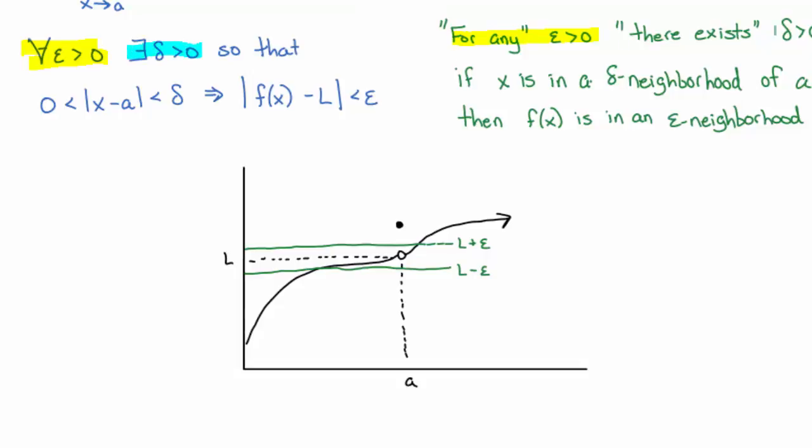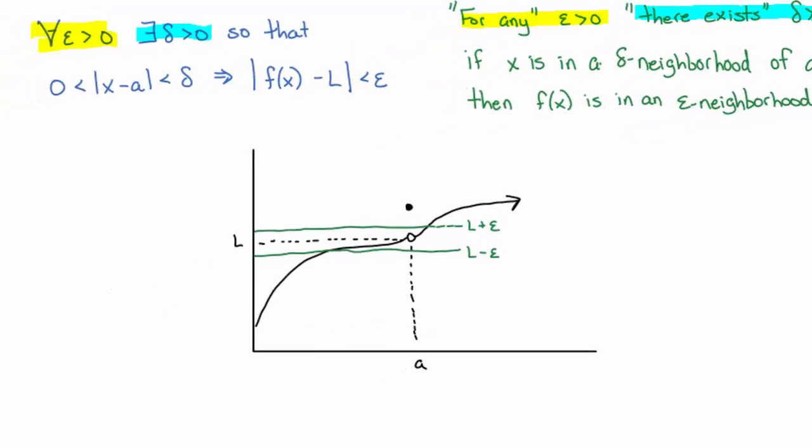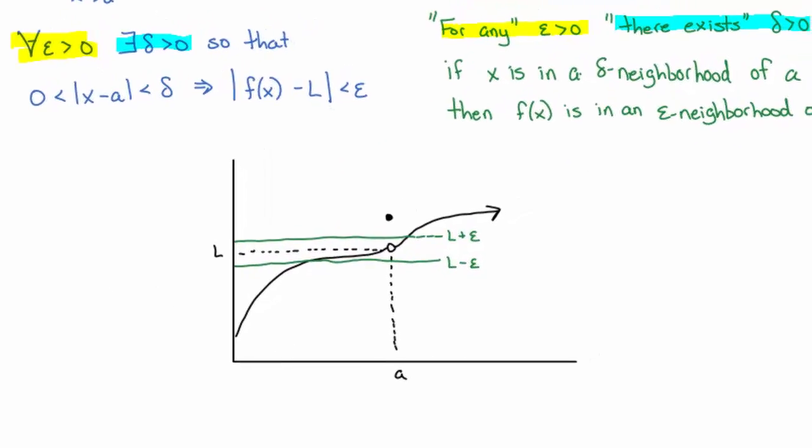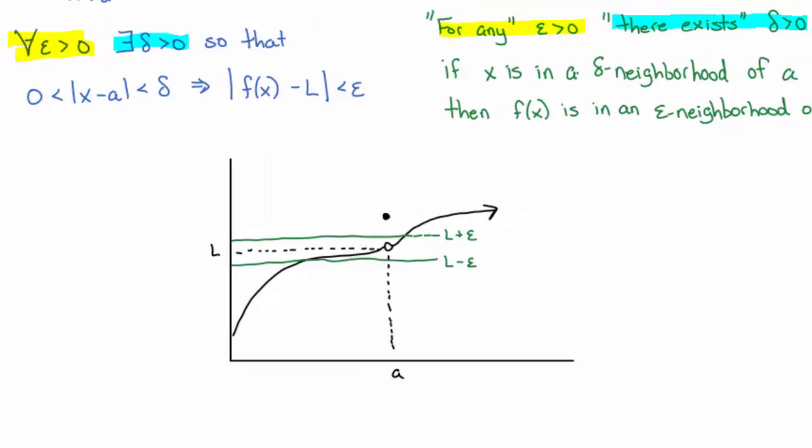Our task is to find that delta, our delta neighborhood, so that any x value from our delta neighborhood lands between these two bars. In fact, I will go ahead and highlight between these two bars here. I need an x neighborhood that's centered at A, such that all x values in that neighborhood yield y values that land in this epsilon neighborhood.